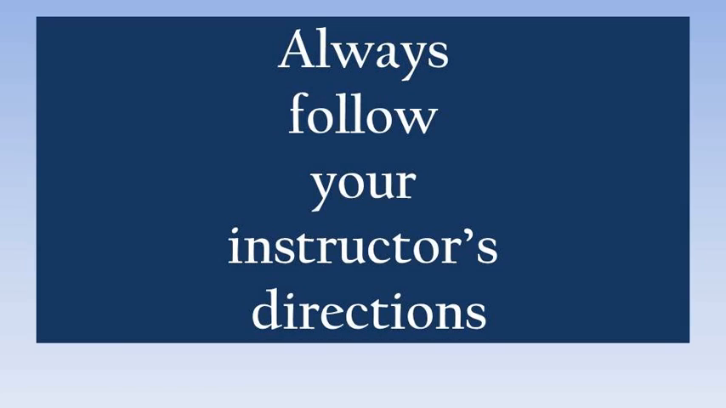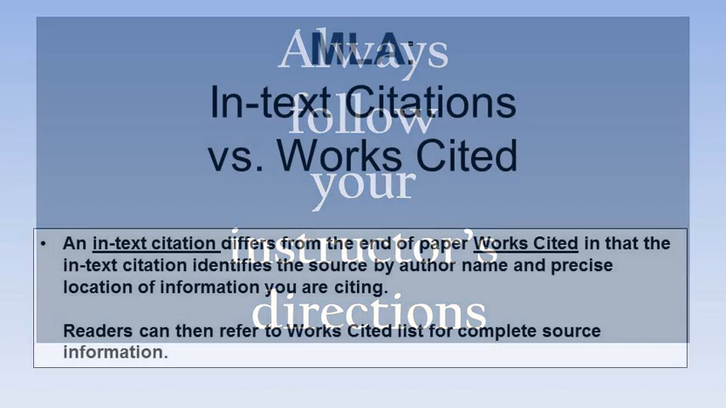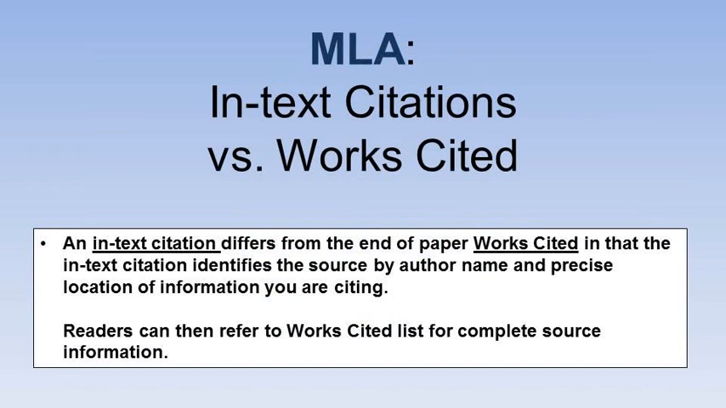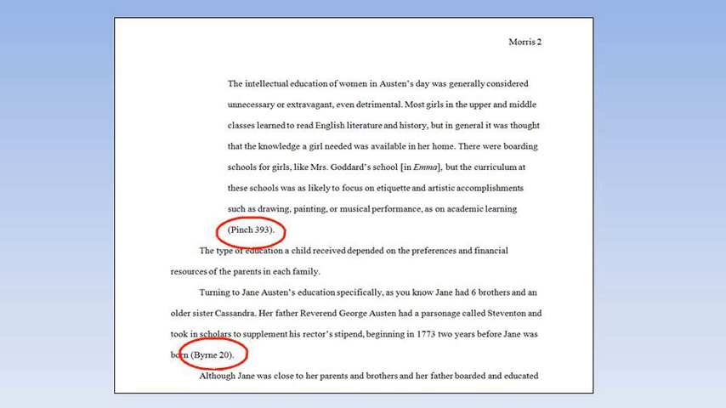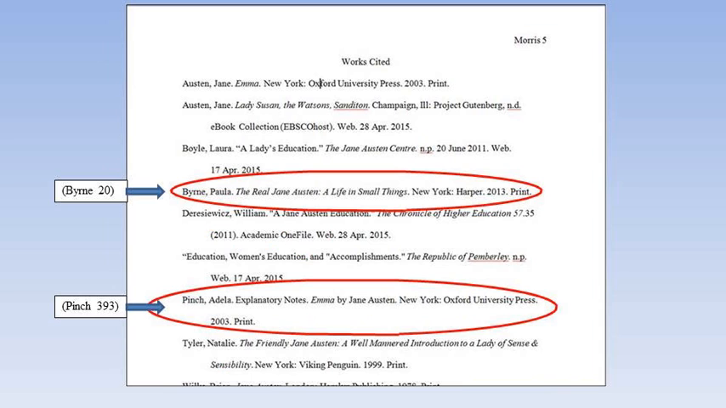Let's move from in-text citations to the Works Cited page. An in-text citation differs from the end-of-paper Works Cited in that the in-text citation is noted in the body of your paper, right after you use the words or ideas of another, and it identifies the source of the information you are using. Readers can then refer to the Works Cited list for the complete and full citation of the referenced resource. You may have heard the end-of-paper list of resources called a bibliography or a reference list.